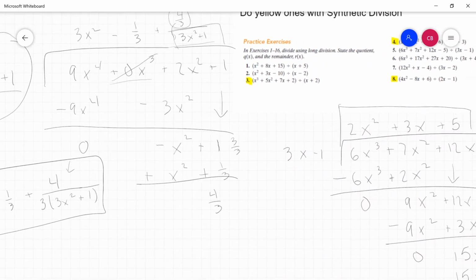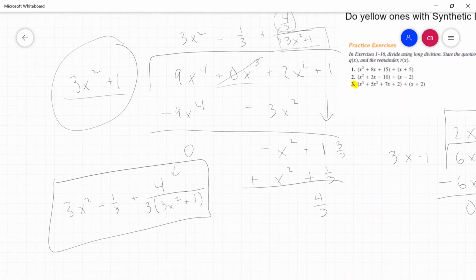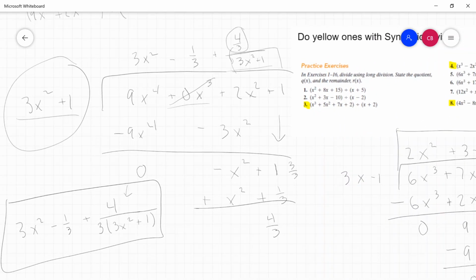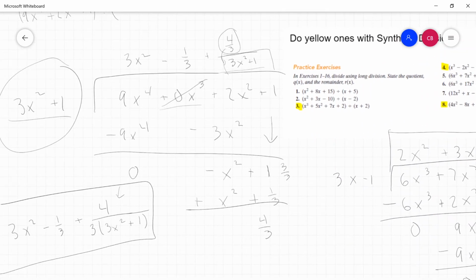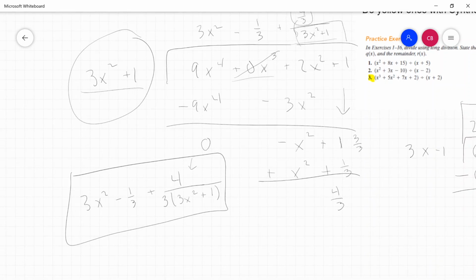You'll see more of this when we do synthetic division. I'll make another problem up, but we'll have a weird answer, and it will have a remainder. So I hope this helps. Thank you, guys.